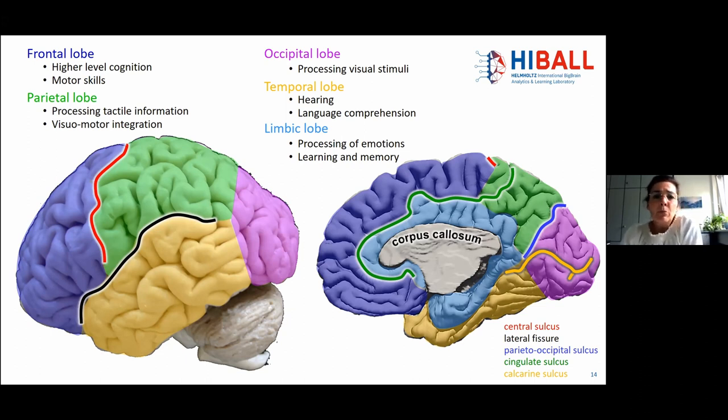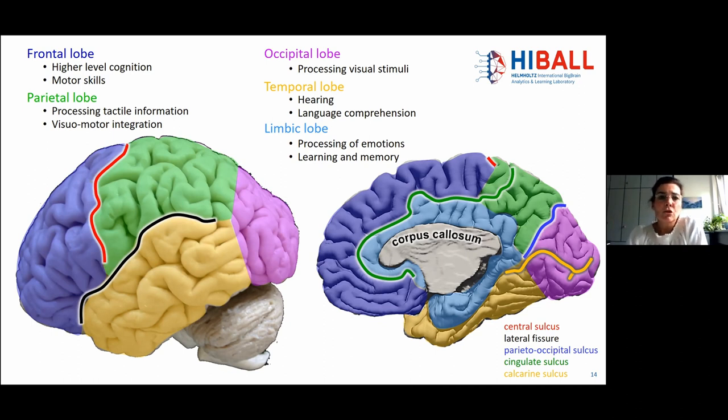And then the limbic lobe. Why it's important, I think, to distinguish this as a separate lobe is because it contains parts of the brain that are, from the evolutionary point of view, the oldest ones. And I will go into a bit more detail on this later on in the talk. And it plays a really important role in the processing of emotions. And it is also the part of the brain where the hippocampus is located, the structure that I mentioned earlier on, and I said that it was really important for learning and memory processes.